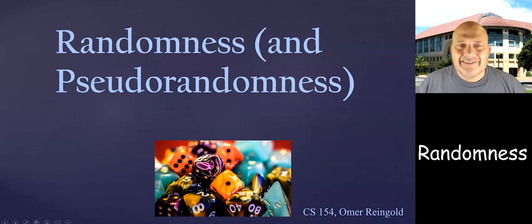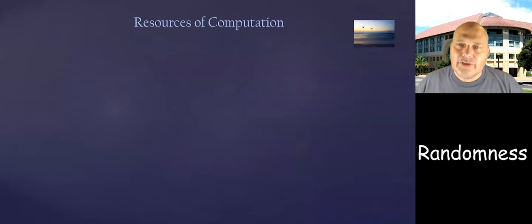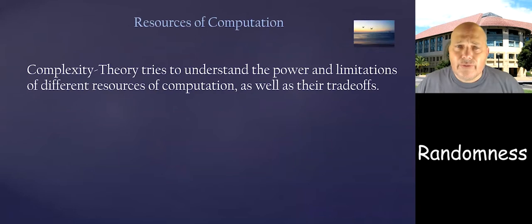Hello, everybody. In this video, we're going to talk about randomness and computation, and a little bit about pseudorandomness, and we'll see what this means shortly. So we discussed the idea of resources of computation. In general, complexity theory tries to understand the power and limitation of different resources of computation, and also their trade-offs. So we talked about memory versus time. Can you, for example, have algorithms that use less time if you allow more memory?